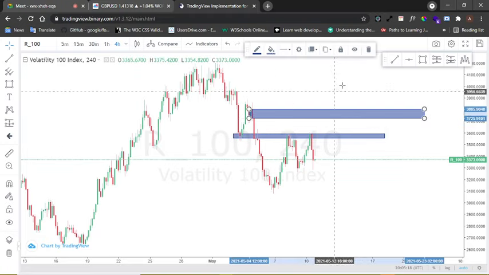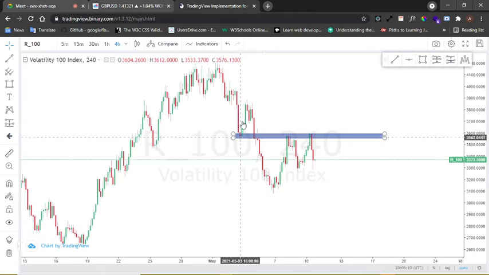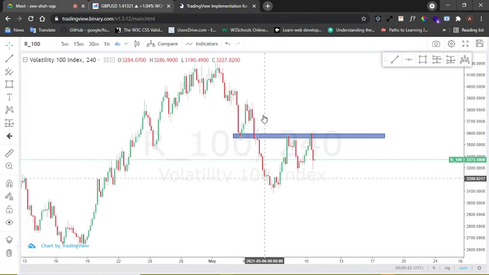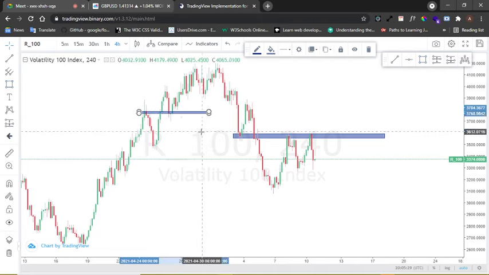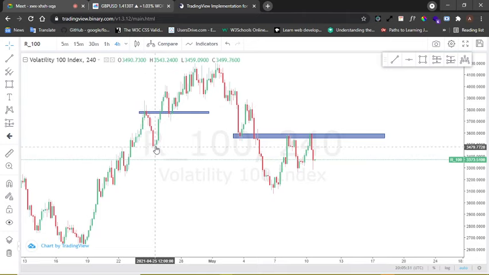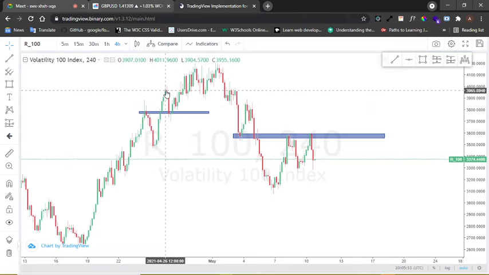So this is break of structure. Once there's a support area, a market breaks it. That's break of structure. There's another break of structure here. Can you see, guys? This is a resistance area. Market broke it to the upside. That's a break of structure.